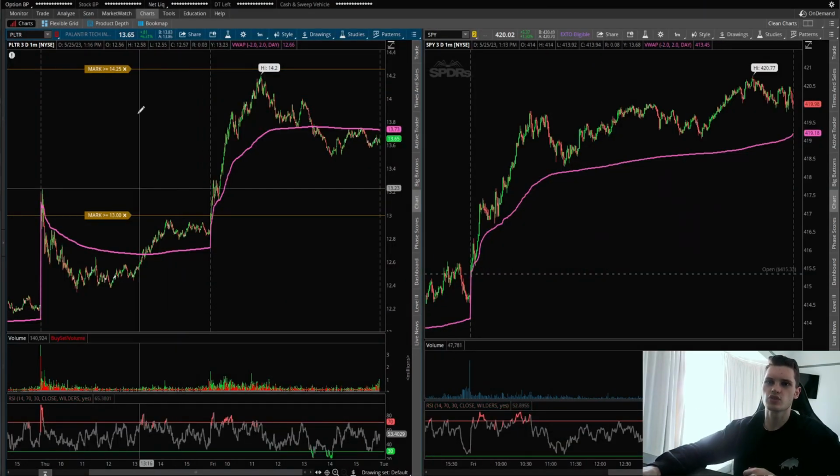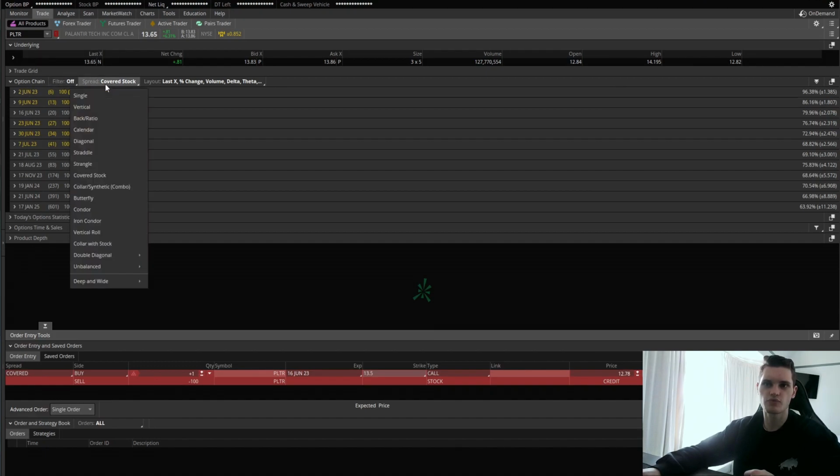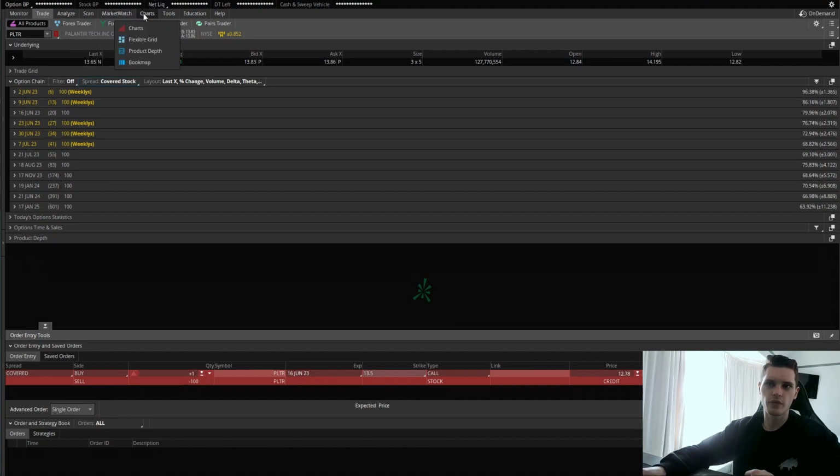So to get straight into how you do it, all you need to do is go over to the trade tab, so basically the option chain. And then where it says spread, it will most likely be on single. You can just come down here and change this to covered stock. Firstly, you need to know, do you want to be shorting it or do you want to be buying the shares?